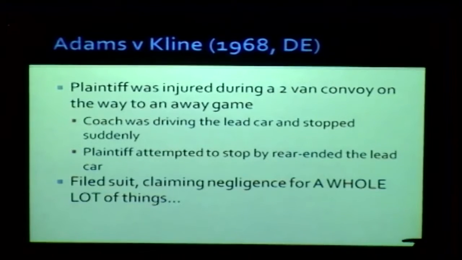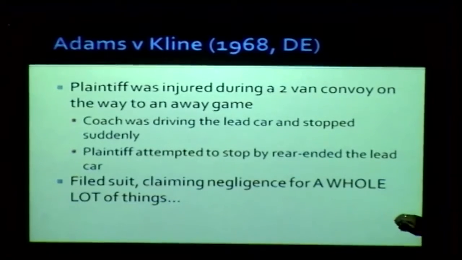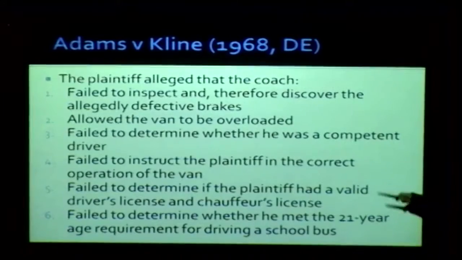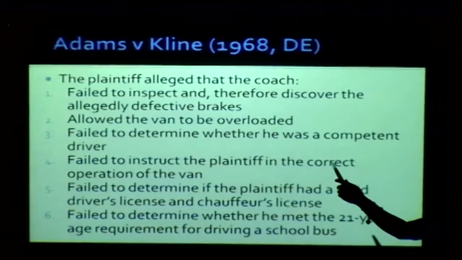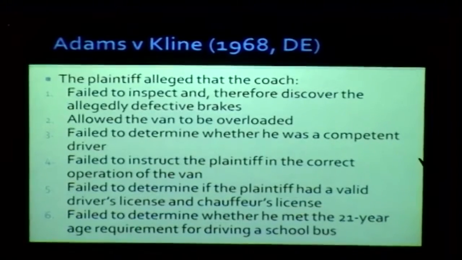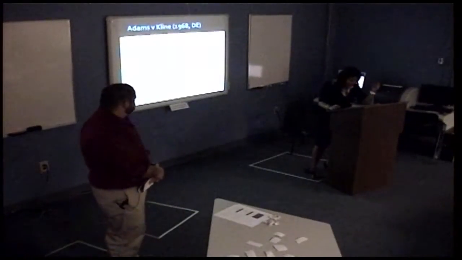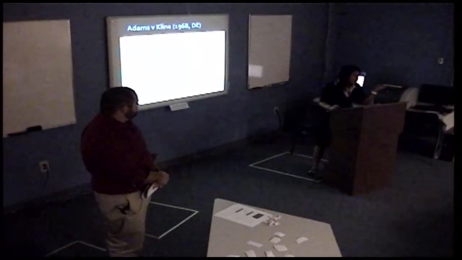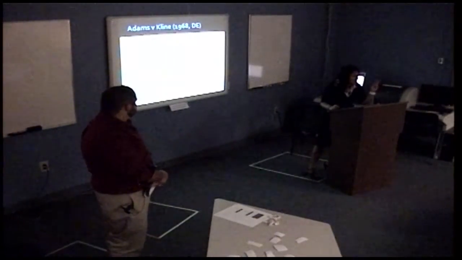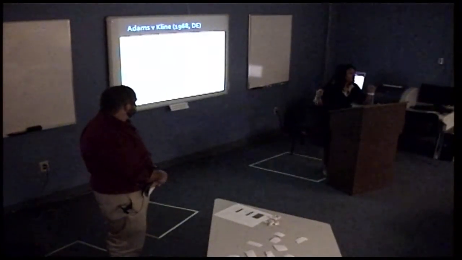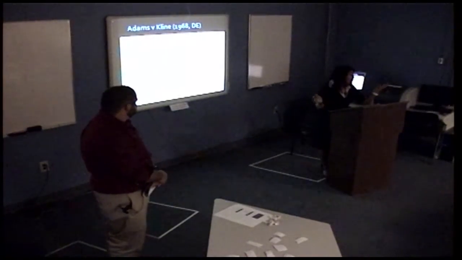In this suit, they claimed a whole lot of negligence on the school. These were the things that the plaintiff alleged against the coach. There's 6 of them. First, he failed to inspect and therefore discover defective brakes, because that was one of the claims of the plaintiff, who was actually driving, that the brakes were bad. Second, the van was overloaded. It had way too many passengers for seatbelts, and that's actually going to be an ongoing theme, so just remember you don't want to ever overload your vehicle.